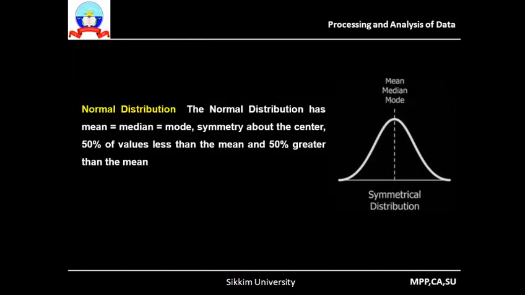To begin with, let us try to understand normal distribution. Normal distribution is a distribution that has mean equal to median equal to mode, which implies data values in the dataset are distributed symmetrically about the center, which further implies 50% of values are less than the mean, whereas 50% of the values are greater than the mean.